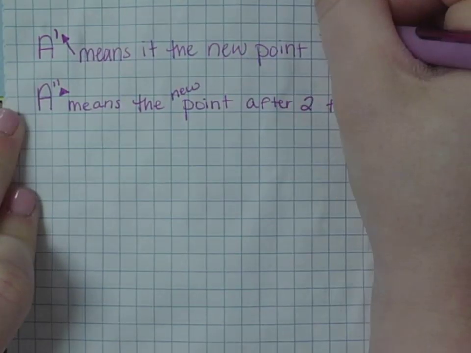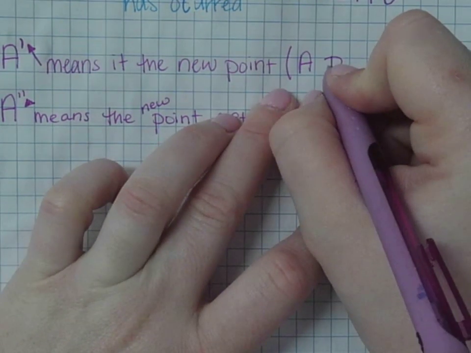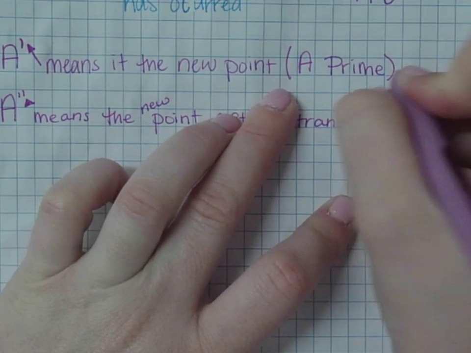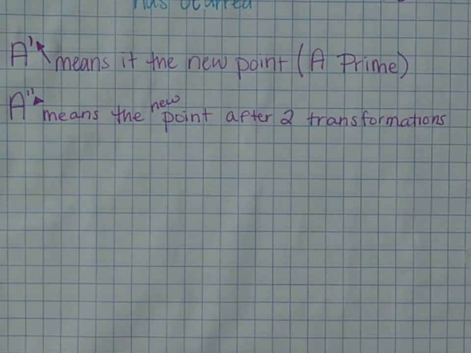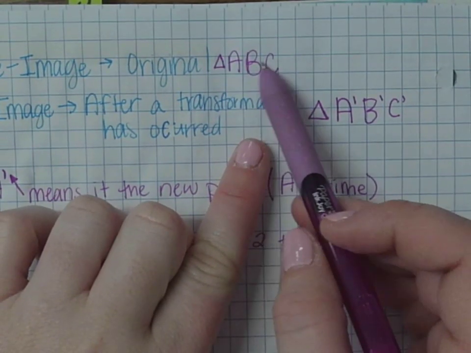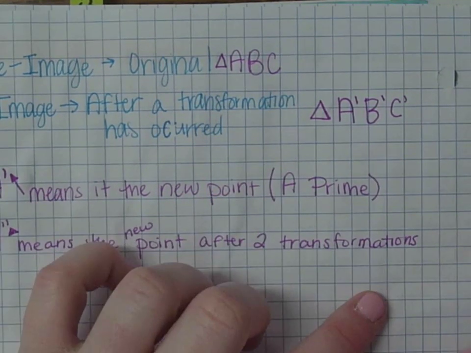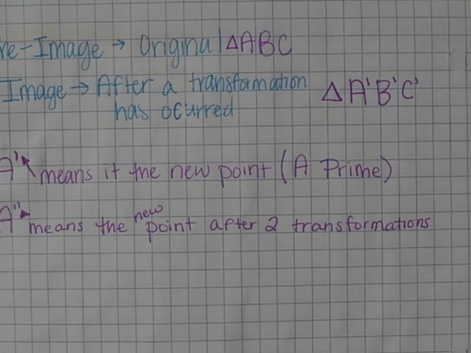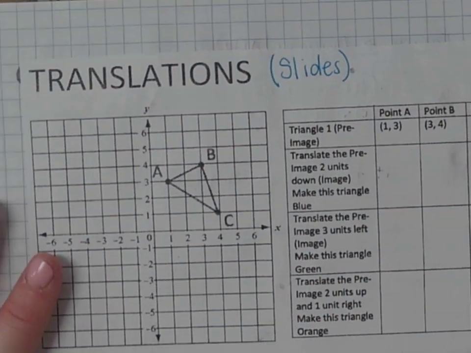So that would be called A prime, like Amazon Prime. You read this as, this would be triangle ABC, this would be triangle A prime, B prime, C prime. And that's how you would read it. So that's just some vocabulary that I wanted to cover before we did other stuff.